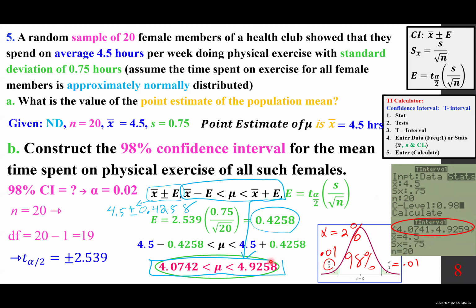Of course, the reason they are slightly different, this one is 4.0742, this one is 4.0741, and this one ends with 8, this one ends with 9, is because the calculator uses a more precise value for the t, and therefore the numbers are slightly different. So you should be able to use a calculator as well.